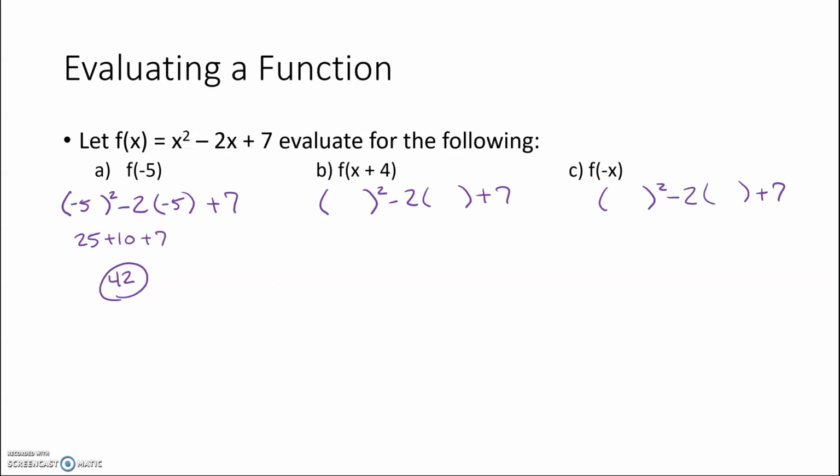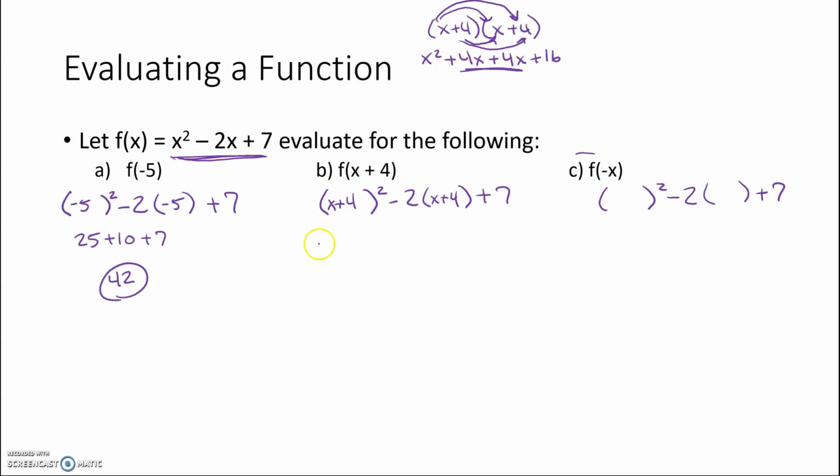Next one, again, use those parentheses. Everywhere you had an x, put an open parenthesis, and we're going to plug in x plus 4 this time. Be careful on that first one. That is x plus 4 squared, times itself. So you got to FOIL that out. Or you could use the area model, whatever you used. x times x, x times 4, 4 times x, and 4 times 4. So be careful there. Combine your like terms, and we're going to go ahead and write it down here.